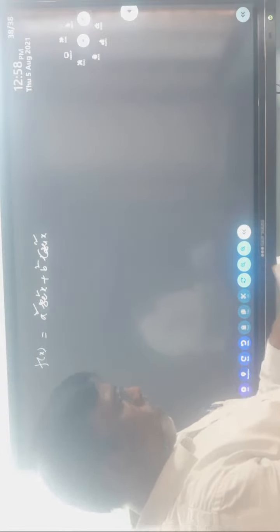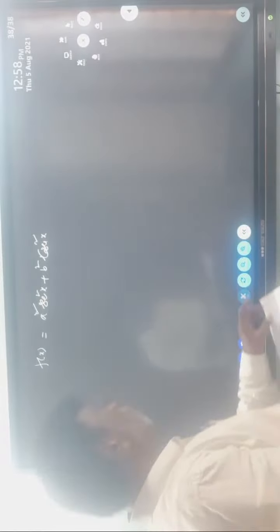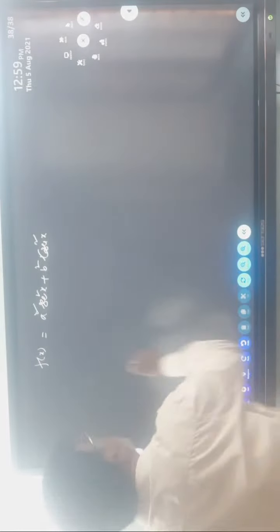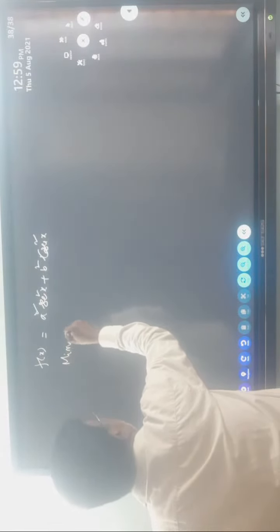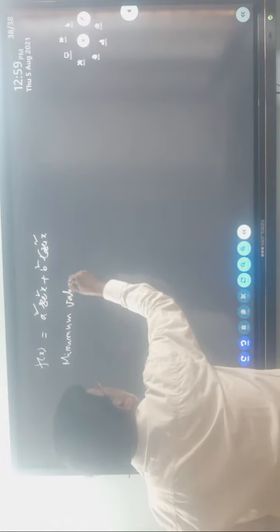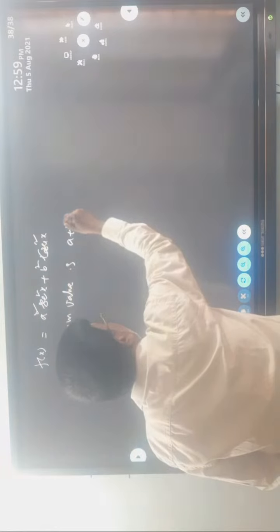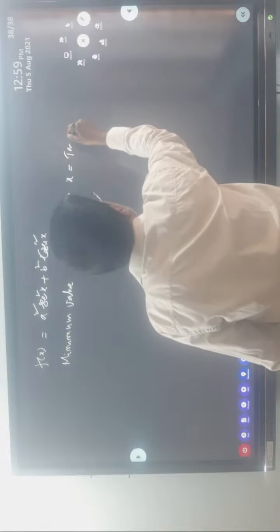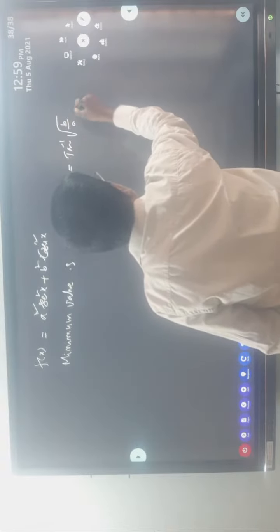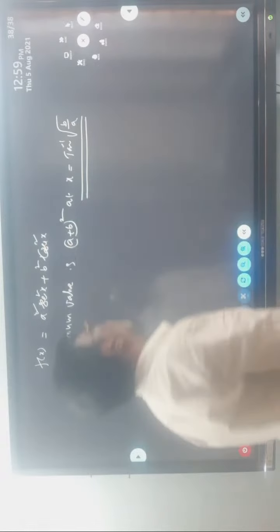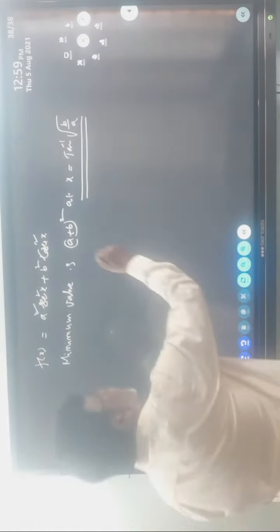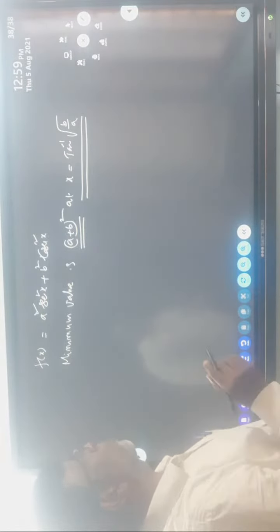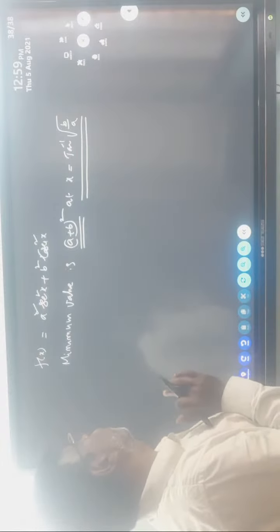So what is the concept of this one? Take the formula a square secant square x plus b square cosecant square x. If he asks for the minimum value, this is very important. The minimum value is (a plus b) whole square, at x equals tan inverse of root b by a. This is asked many times in the examinations. The minimum value is (a plus b) whole square at x equals tan inverse of root b by a. This is a very important shortcut. Remember that formula.